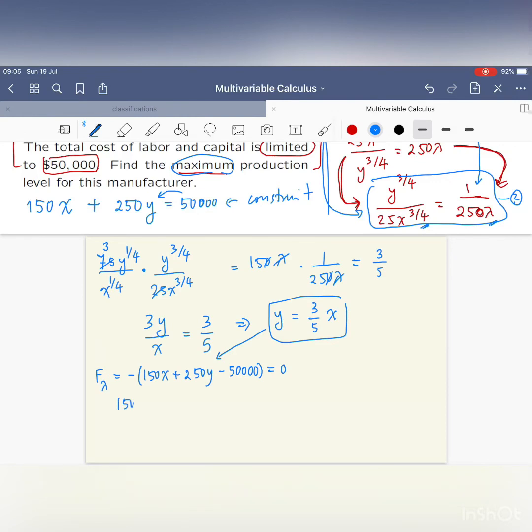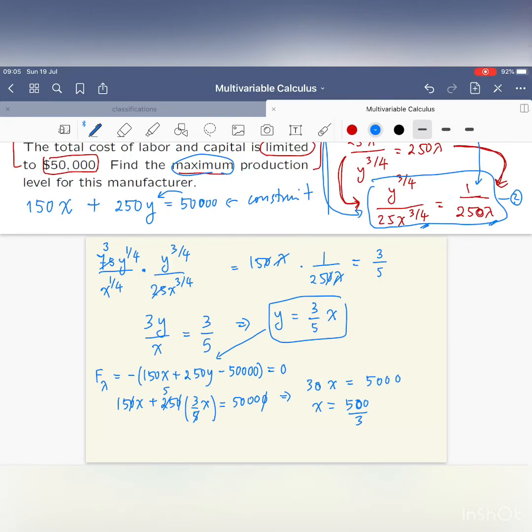So you have 150x and 250 times 3 over 5 x equals 50,000. So the 10 cancelled, so 5 and 25. So you have 30x equals 5,000. So it means that your x is 500 over 3. You see? Okay, so your x is 500 over 3.